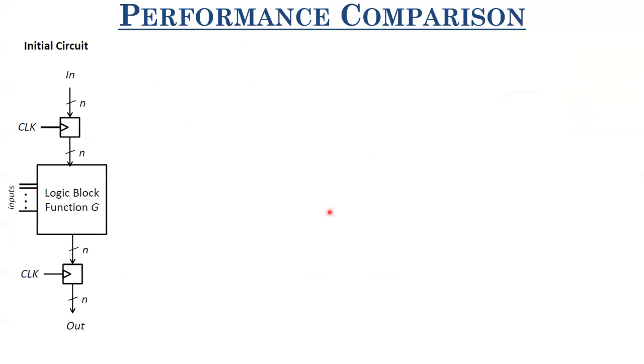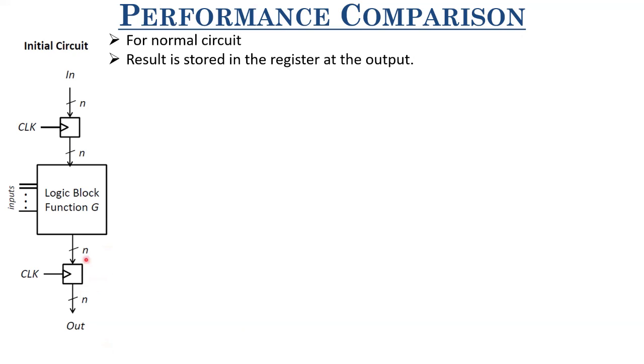Okay, so now let us do a comparison between the normal circuit and a pipeline circuit. On the left, you have a normal circuit. You have a register which is sampling the input. You have a logic block, and then you have a register through which the output is being sampled. So for a normal circuit, generally the result is stored in the register at the output.